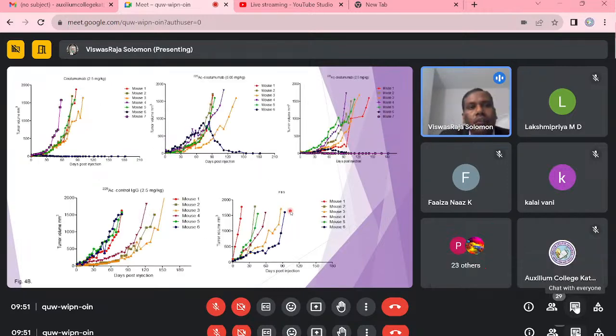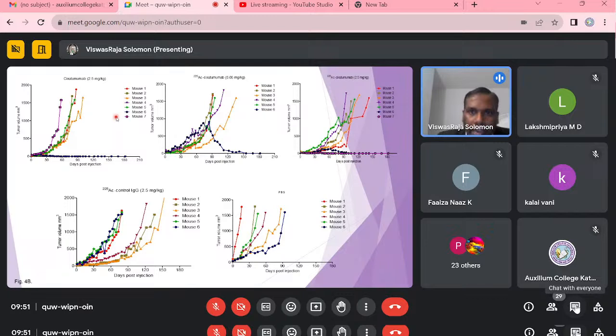For the first group, we took cixutumumab. As I said, cixutumumab itself has anti-cancer activity. We want to test whether it has real anti-cancer activity on the same model. That's why we selected it as a positive control.